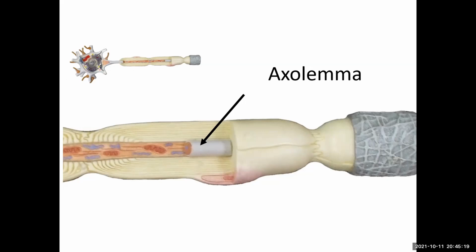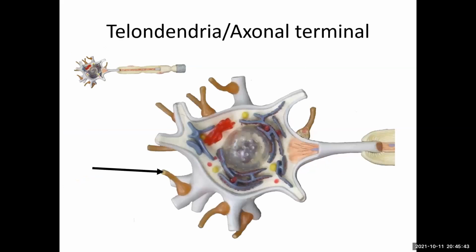If you look at the inside of the axon, you've got all those little structures in there, the mitochondria, the neurofibrils, but also you'll have the axoplasm. But this arrow is pointing to the white covering. That is the axolemma. That is the name of the plasma membrane of the axon. Then at the end of each axon, you will have the telodendra, or the axon terminal.